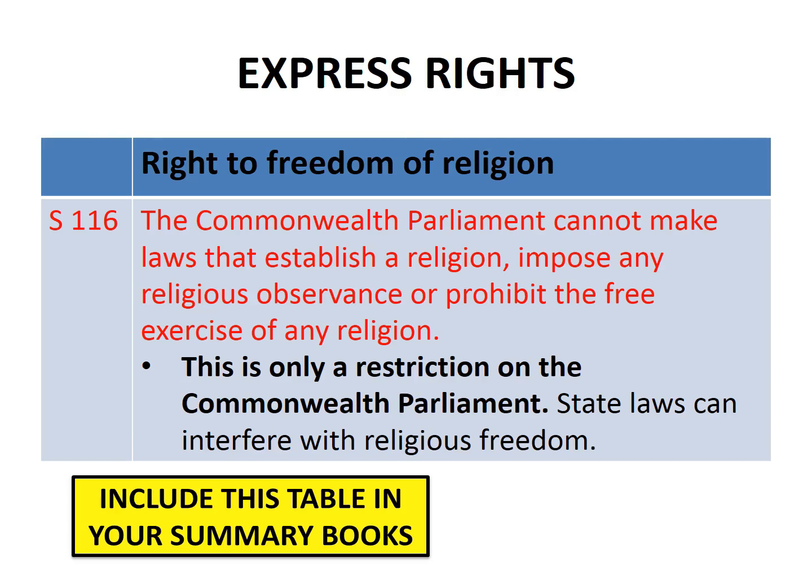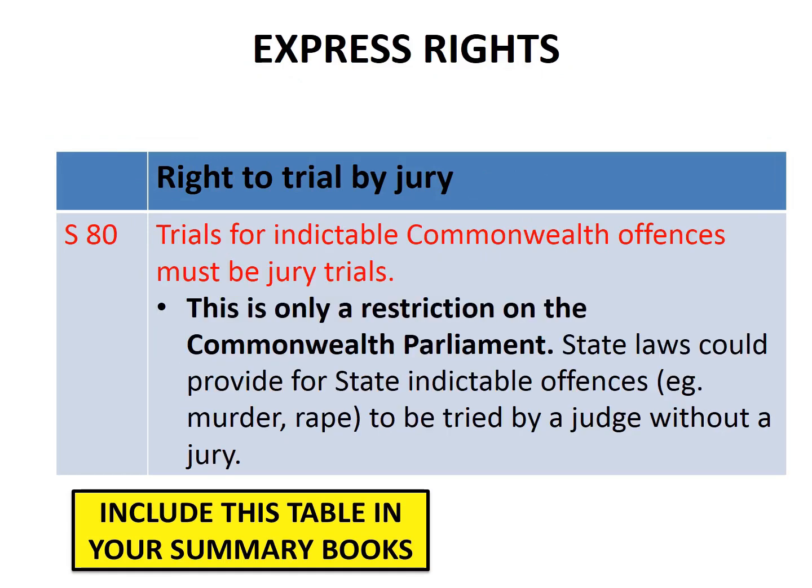So when we talk about a right to freedom of religion, it's not a right that is given directly to individuals. It's a right that arises because, in this case, the Commonwealth Parliament is prohibited by our Constitution from making laws that affect the freedom of religion. Let's turn now to the second express right that is contained in our Constitution. This is the right to trial by jury, and it can be found in Section 80. So please open up your constitutions to Section 80.